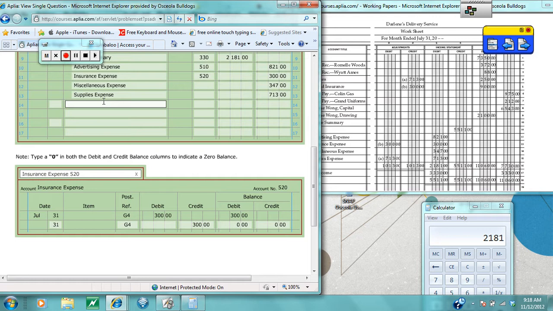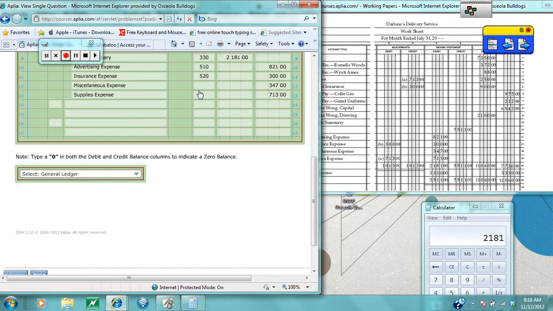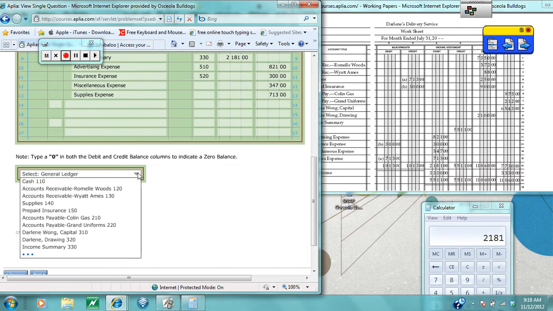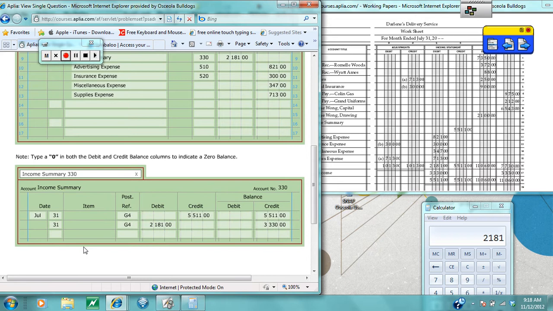They're going to have you now close out income summary. Let's say you did all these, okay? So then we're going to go to income summary. And we have to close out income summary. Whoops, I'm skipping one. Sorry. We have to close out. Yeah, we close out income summary first. We close out income summary. And we have a $3,330 credit here.